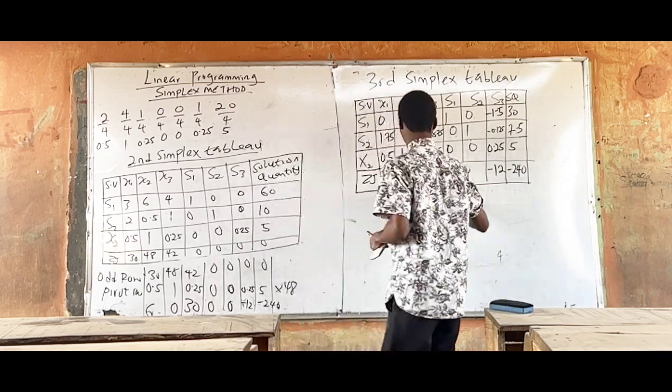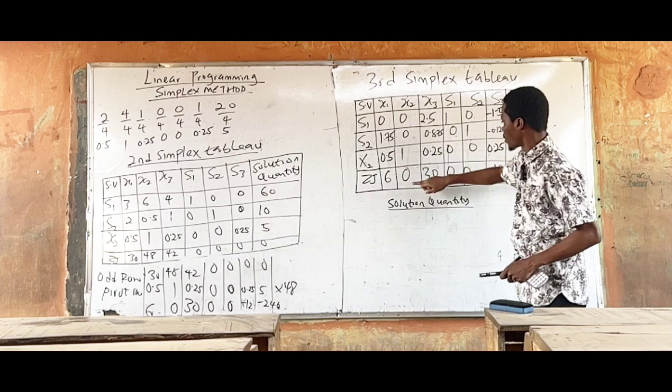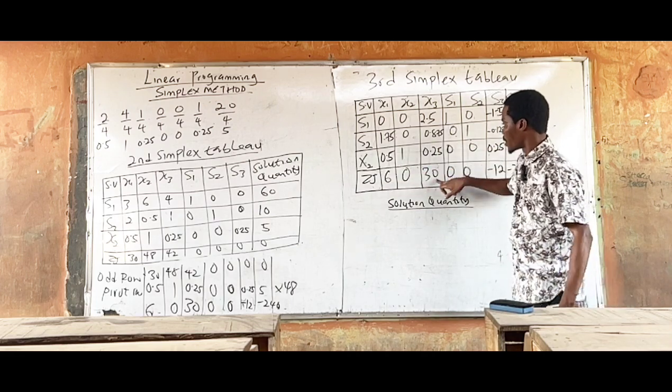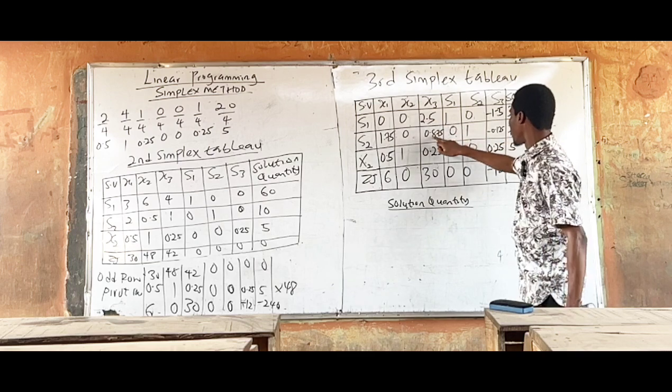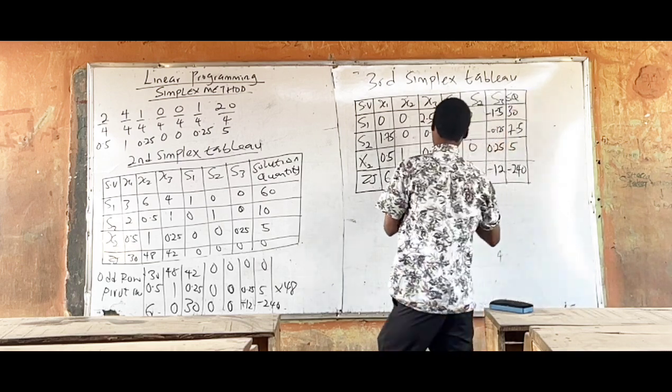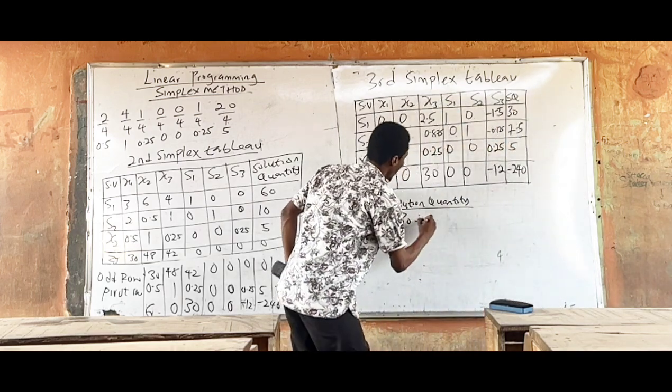This is the pivot column, the highest of zj. The highest element here is 30. So I'm going to divide 30 by this one, by this one, by this. So I have 30 here. 30 divided by 2.5.